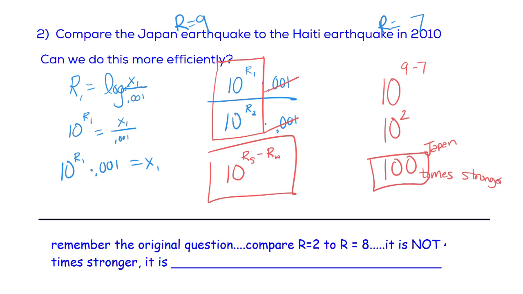Okay, let's go back to this. Remember the original question where I had a Richter scale of 2 and a Richter scale of 8? It's not, this got cut off, it's not 4 times stronger. What do you think? How many more times stronger would the Richter 8 be? You should be doing 10 to the 8 minus 2 is 6, and 10 to the 6 is just 6 zeros. So it is 1,000,000 times stronger.